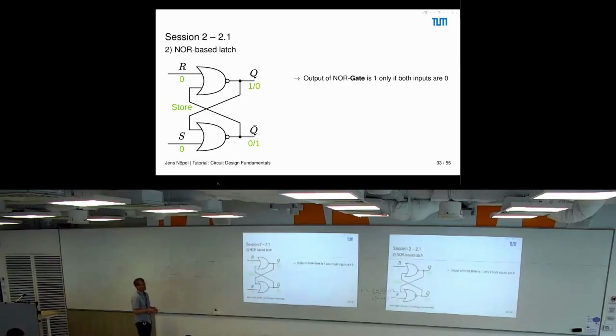But for now it's hard to change that value, hard to access it, hard to read it, right? So the next step is: how do we come from a storage element to an element that can actually store values, that we can change, that we can reset or set? For that we just use, for example, a NOR gate.